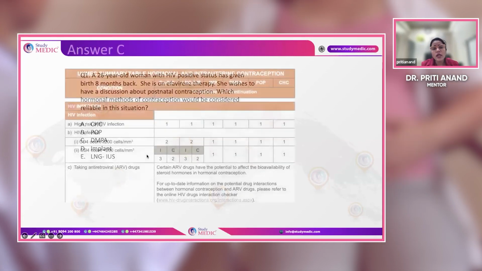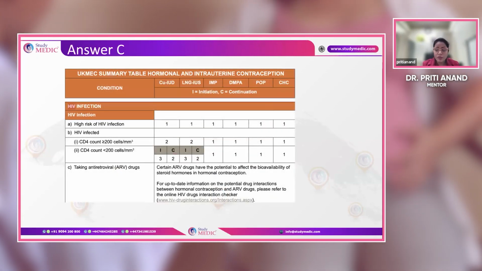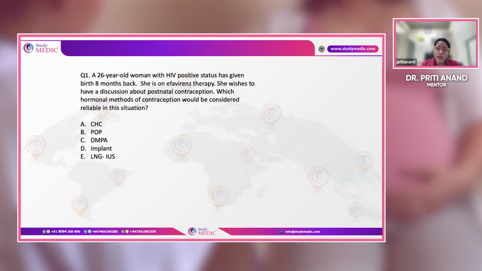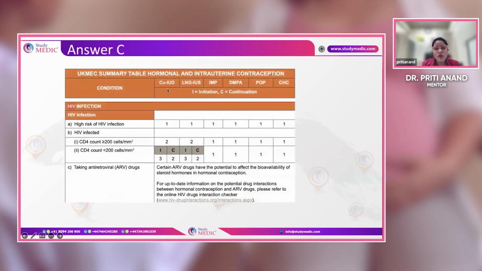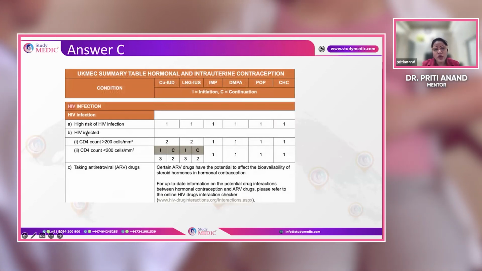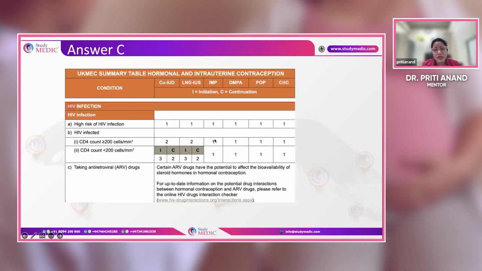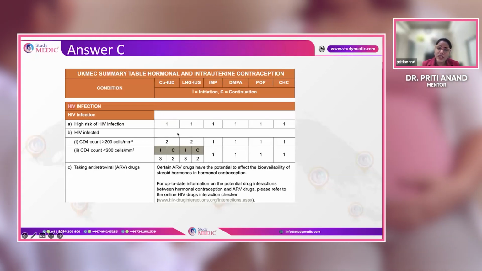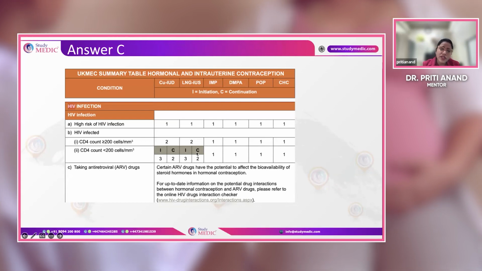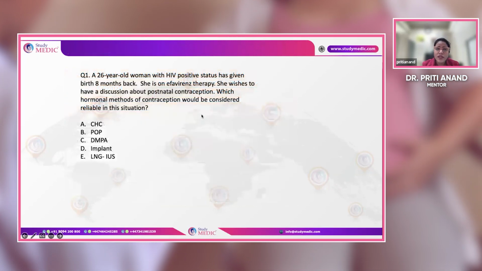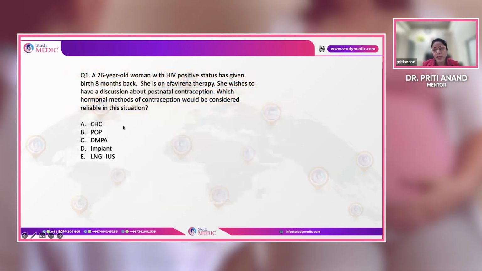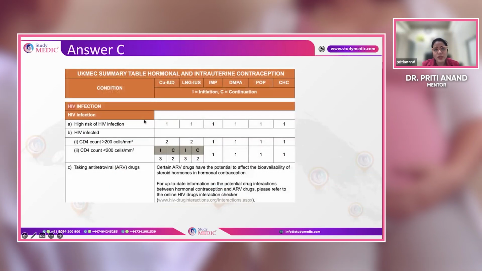For patients who are HIV positive, here the CD4 count is not mentioned, so we consider that they have a good CD4 count. For a high CD4 count in HIV infected patients, basically for anybody, it is better not to give coils or anything in the intrauterine as an intrauterine device. If we see in this table, copper coil and LNG IUS are UKMEC 2, whereas DMPA is UKMEC 1. UKMEC 1 is preferred over UKMEC 2. So DMPA is the correct answer here.